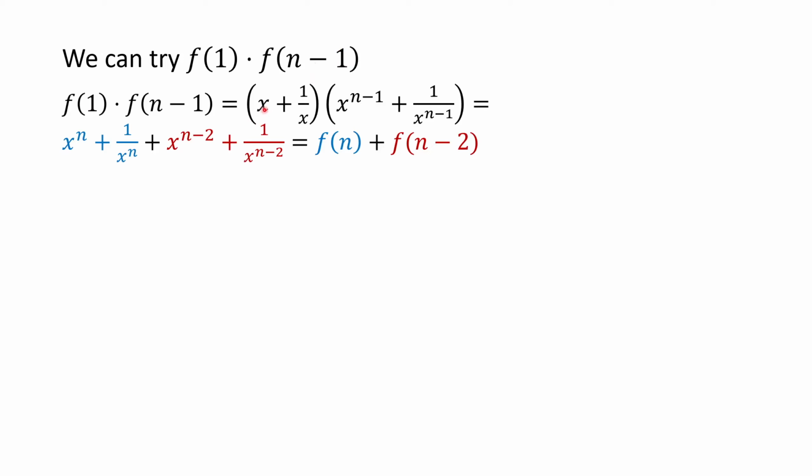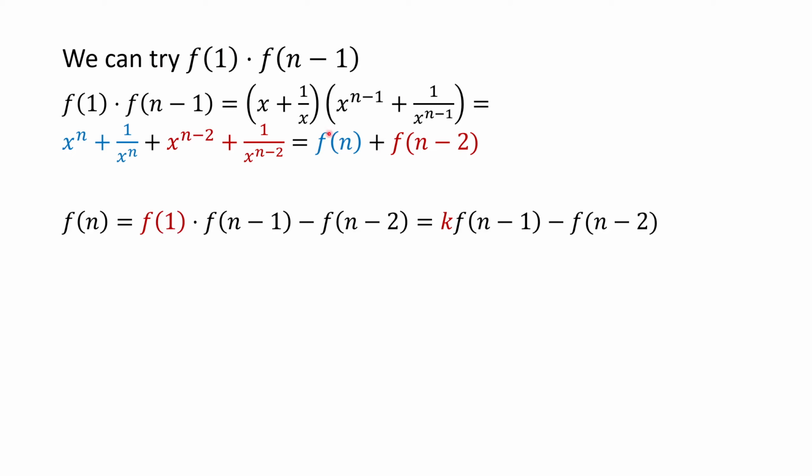So here we have, again, binomial multiplication. F of 1 is x plus 1 over x, and f of n minus 1 is x to the n minus 1 plus 1 over x to the n minus 1. And if we expand that, and rearrange the terms, we get x to the n plus 1 over x to the n, and x to the n minus 2 plus 1 over x to the n minus 2. And we see that this is simply f of n, and this is simply f of n minus 2. So this is f of n plus f of n minus 2. And we notice that we want to rearrange things again because we're looking for f of n, so we can just move this over to the other side.